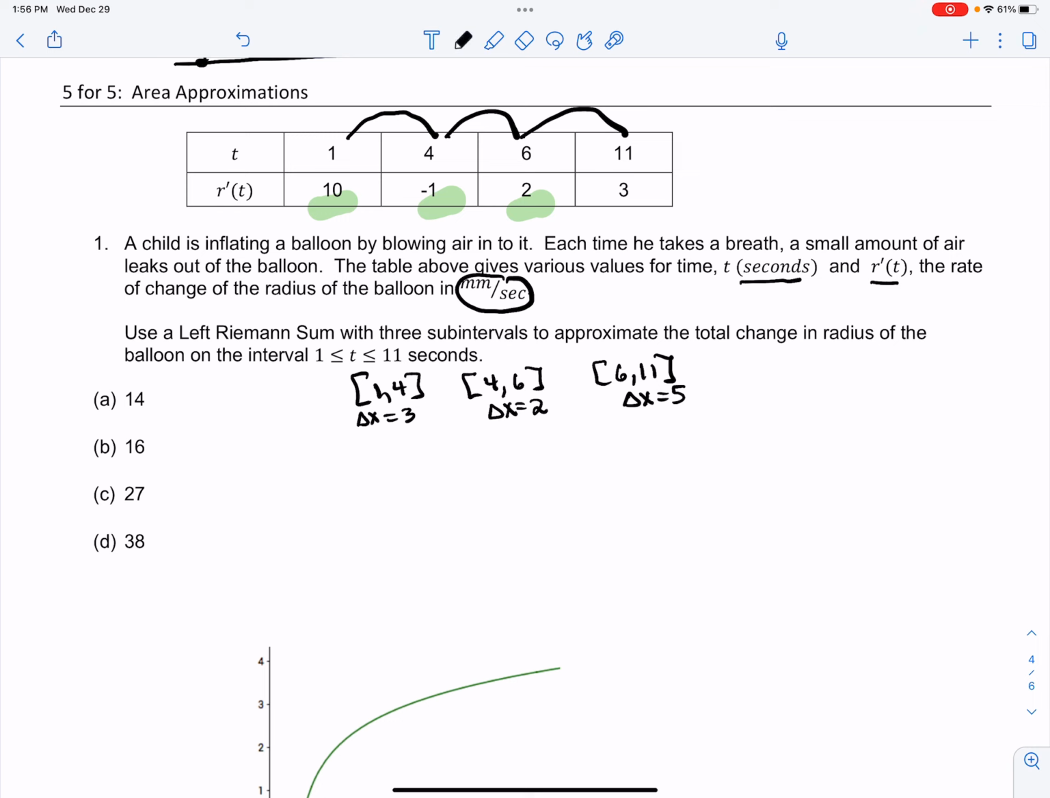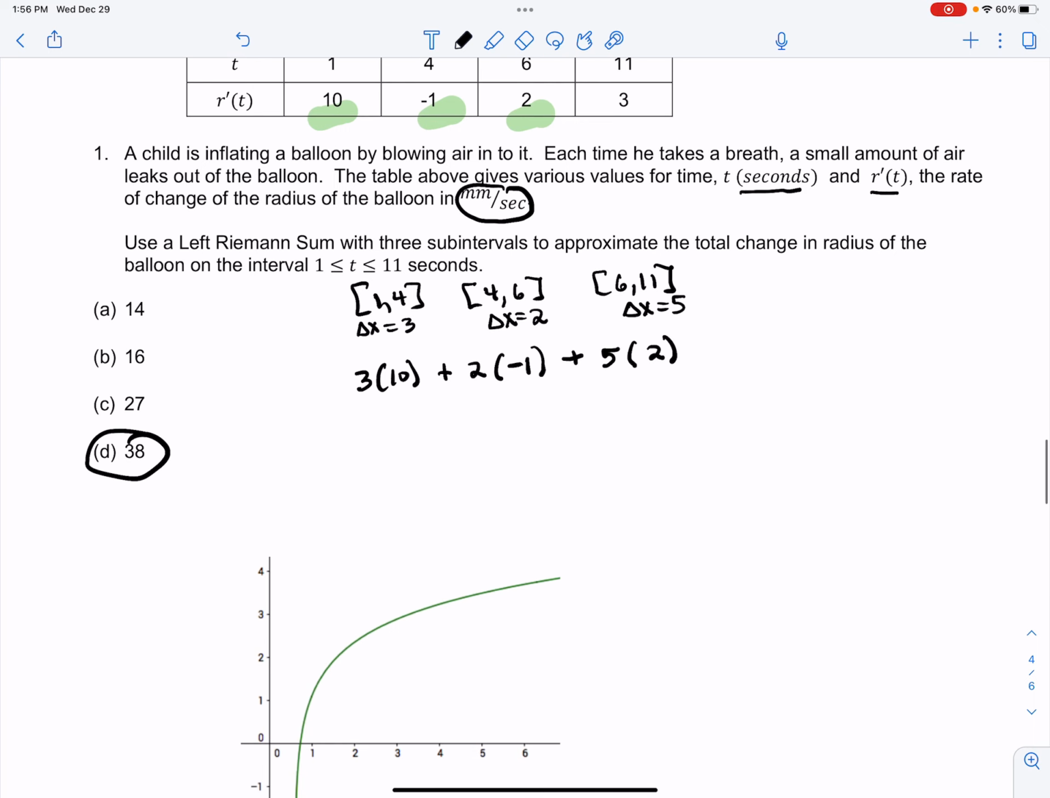So left RAM would give us 3 times 10, which would be the area of the first rectangle, 2 times -1, which is the net area of the second rectangle. It's probably below the x-axis, but that's okay, because remember, the definite integral is net area anyway. And the third rectangle is 5 times 2. So the answer to this would be 38 when we add it together.